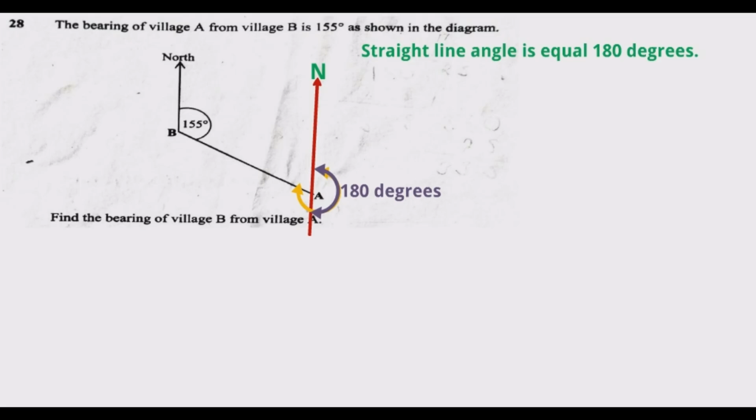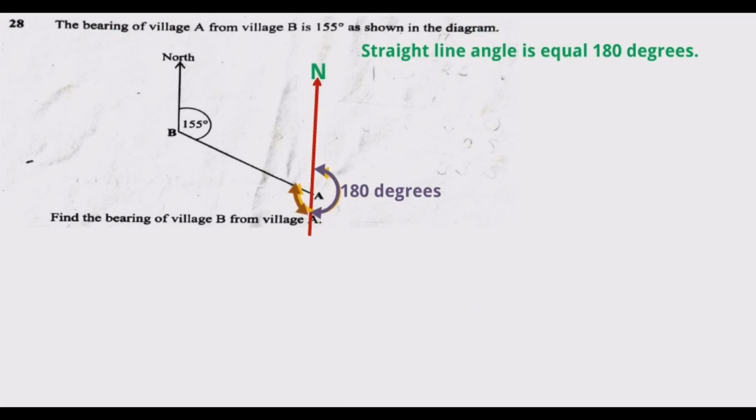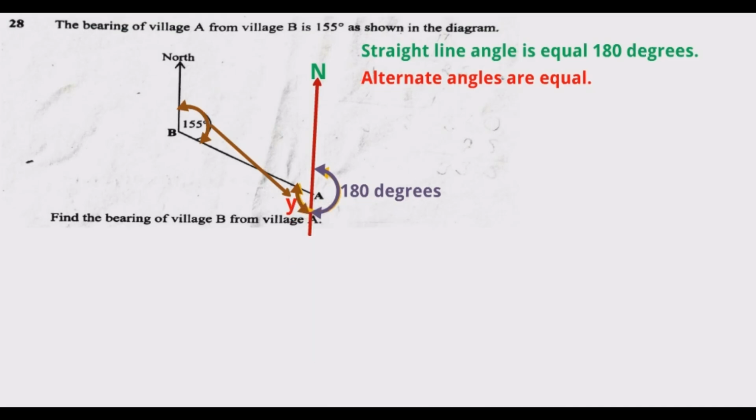Now once we have done that, we are remaining with this angle here, the one I've put in brown. How do we find this angle? To find this angle, we're going to use the property which is alternate angles are equal. That means this angle is equal to this angle, which is 155 degrees. This angle, which I'll call Y, is alternate to the angle 155 degrees. If they are alternate angles, they are also equal.